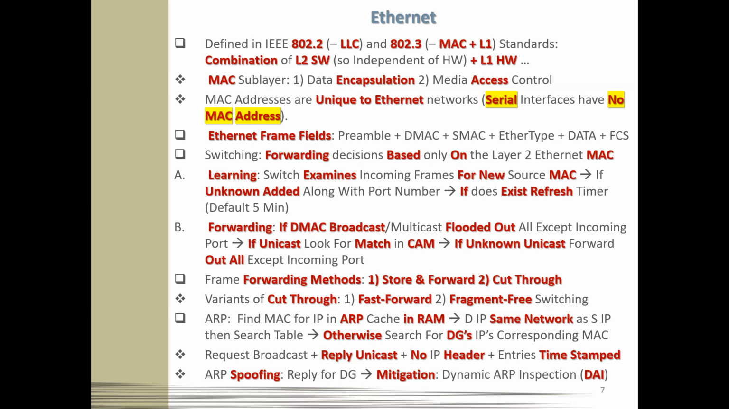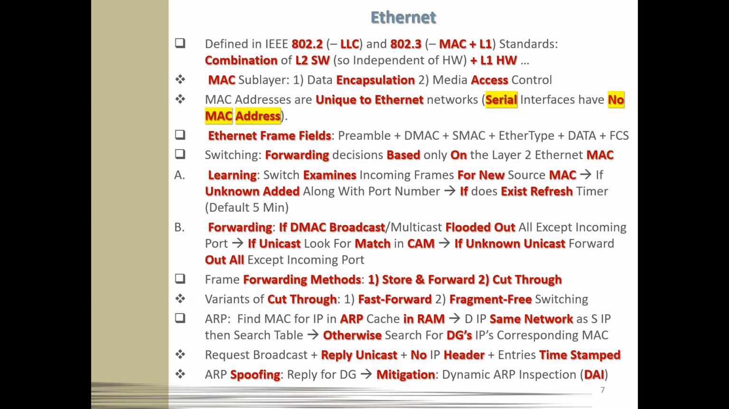The point here is that frames less than 64 bytes are called a collision fragment or runt frame, and therefore are automatically discarded by receiving stations. Frames greater than 1500 bytes, on the other hand, are considered jumbo or baby giant frames. So fragment free switching, as a variant of the cut-through forwarding method, first stores the first 64 bytes of the frame before forwarding it, in order to make sure that the frame is not a collision fragment or runt frame.